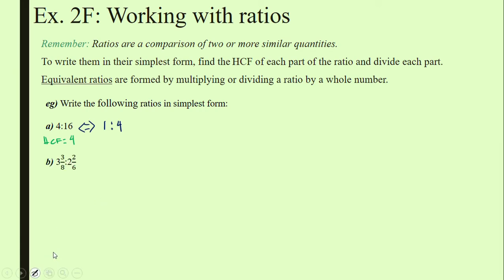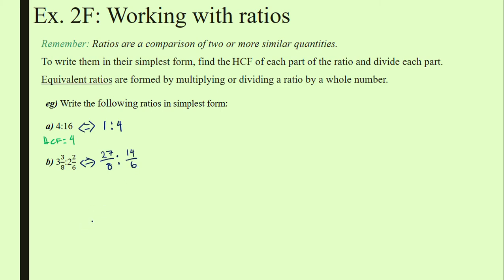There is a lot more going on in this particular ratio. We've got 3 and 3/8 to 2 and 2/6. Before we do anything, same as with a normal fraction problem, we multiply out and make these both improper fractions. So this here would be equivalent to 3 times 8 is 24 plus 3, we get 27 over 8. And put the ratio symbol in the middle, of course. 2 times 6 is 12 plus 2 is 14 over 6.